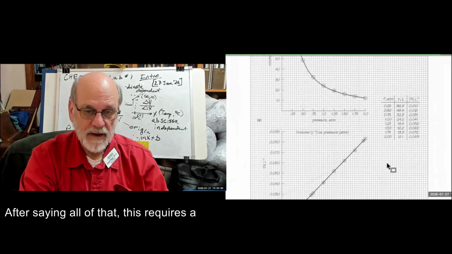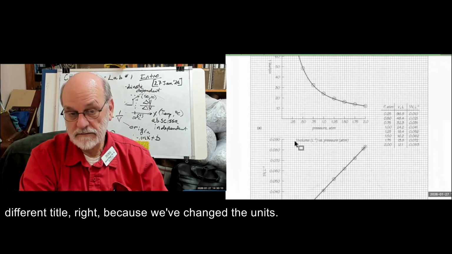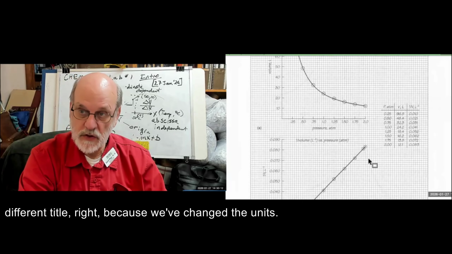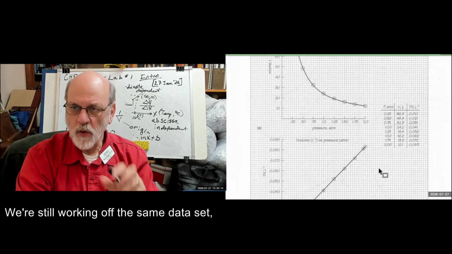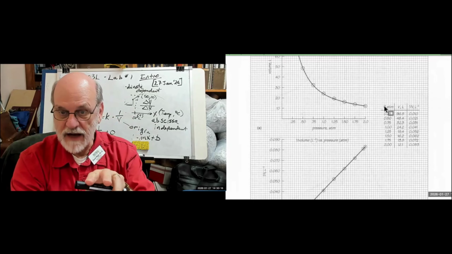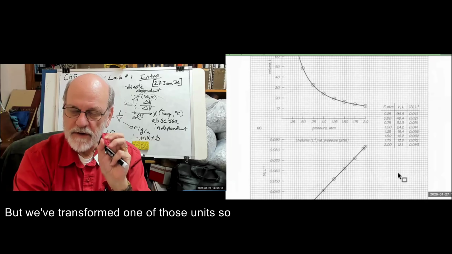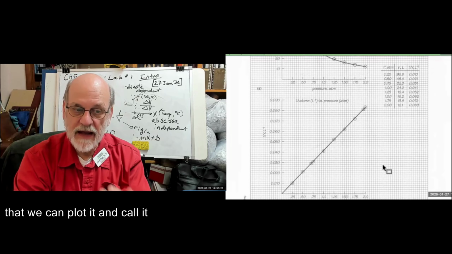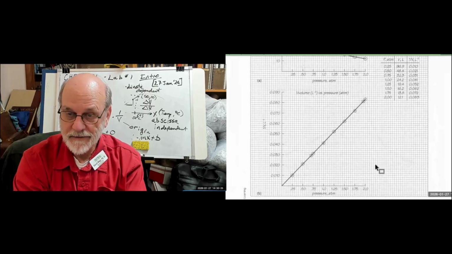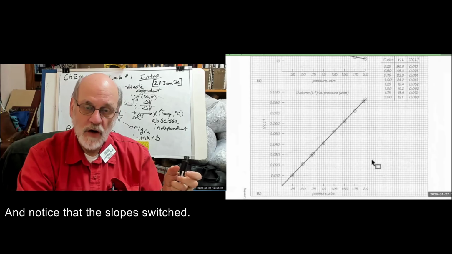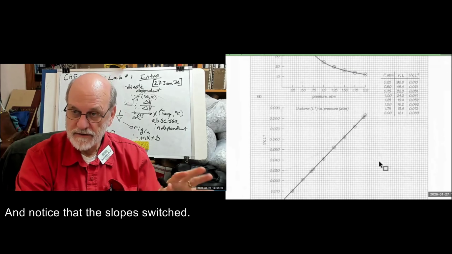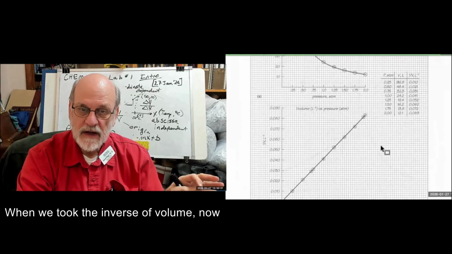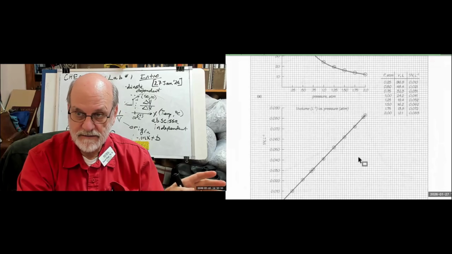After saying all of that, this requires a different title, right? Because we've changed the units. We're still working off the same data set, right? Pressure and volume, but we've transformed one of those units so that we can plot it and call it a straight line. And notice that the slopes switched. When we took the inverse of volume, now the slope is positive.